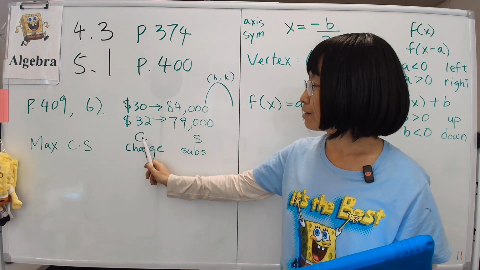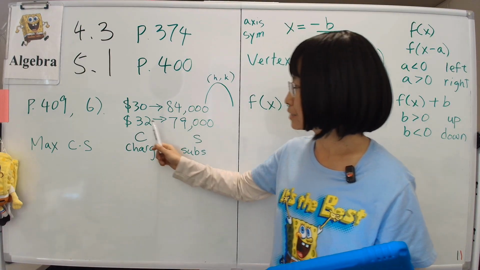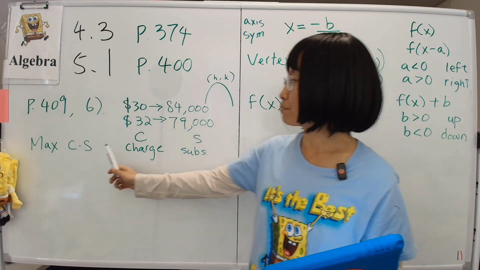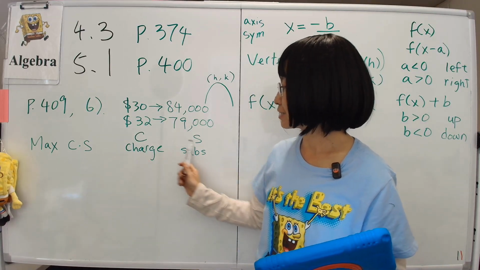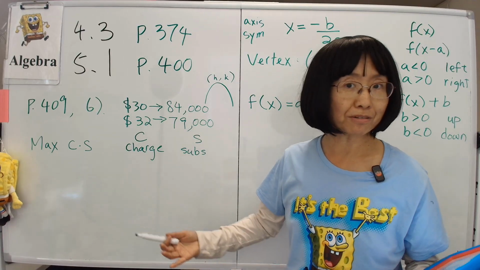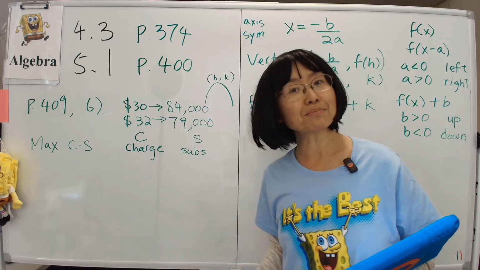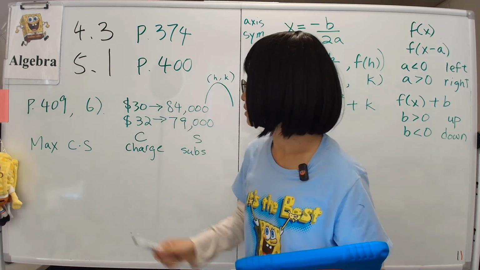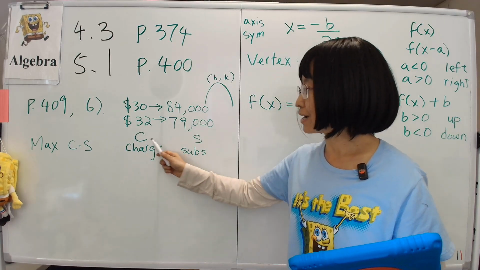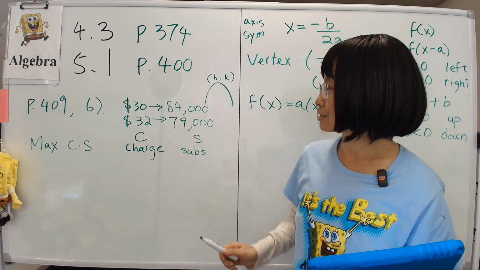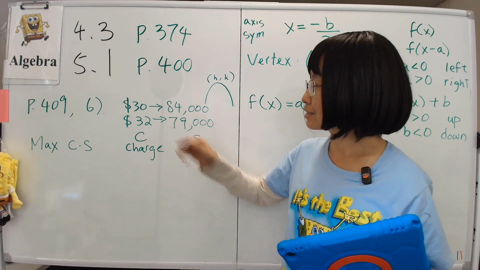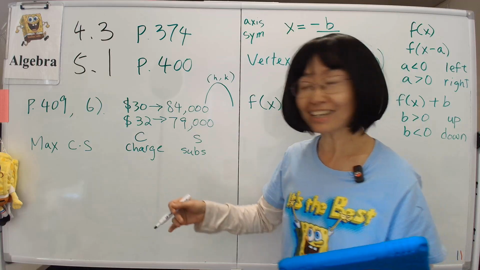What we're trying to figure out is how much should we charge so that we can maximize the number, which is charge times subscribers, which is the revenue. That's the most amount of money we can bring in. So to do that, first we need to find the relationship between the charge and the subscribers. And assuming that it's linear, we do that line trick.